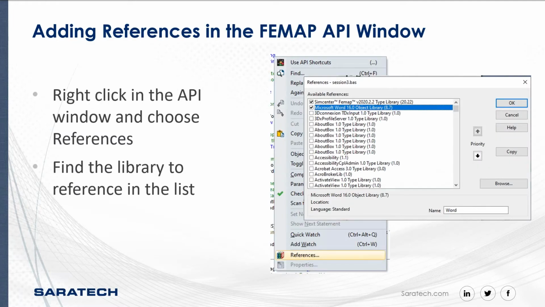So first off, to add a reference in the Femap API window, just right-click in that Femap API window and choose References, and it'll pop up this window for you that you see on the screen. You'll want to scroll through that list and find the library that you're looking to reference. In this case, we'll be using Microsoft Word, but you can also find things like Microsoft Excel, Microsoft Office, and any other accessible libraries you might have on your computer.